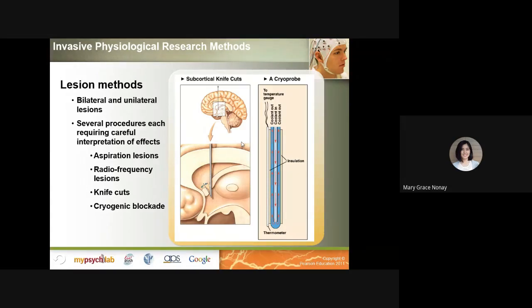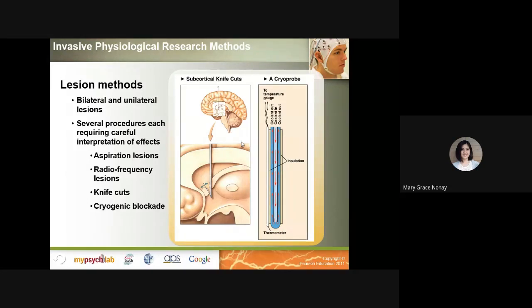Reversible lesions can also be produced by microinjections into the brain of local anesthetics, such as lidocaine. But we have to be very careful on interpreting the effects. Kasi we can say na, okay, there was only one part of the brain that was lesioned. So therefore, yun yung main, kasi after ng lesion na to, behavioral and also cognitive abilities are observed.